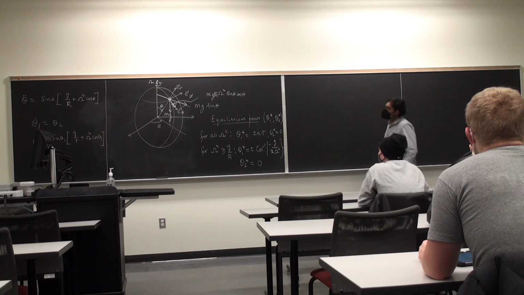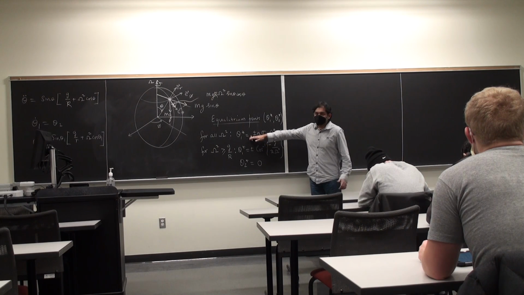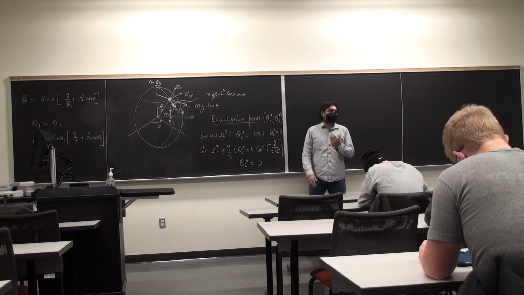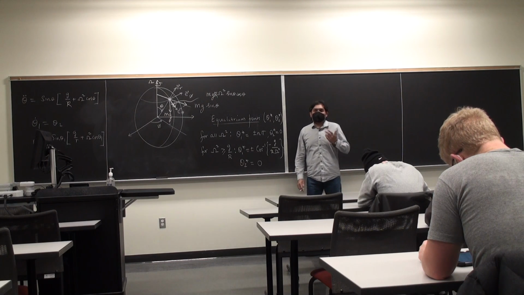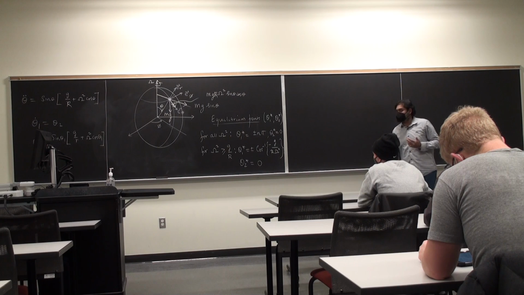And what was our aim? Our aim was to say that, okay, if I'm sitting at an equilibrium point, and if I'm giving a small perturbation about the equilibrium point, is the bead going to sit there stably, or is it going to move away and never come back? That's what we're trying to understand. We're trying to understand the stability of these equilibrium points.